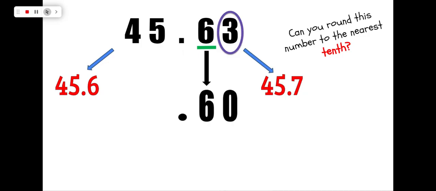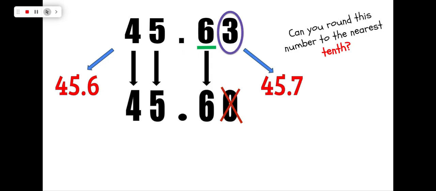Everything after the decimal, or after the place you're rounding to, becomes a 0. And you're going to copy everything that comes before the decimal point. So before the place we were rounding to was a 4 and a 5. So it's going to be 45 and 60 hundredths. But we're going to drop any zeros after our decimal that are just placeholders. And we're going to call it 45 and 6 tenths, is the way we would round to the nearest tenths place.